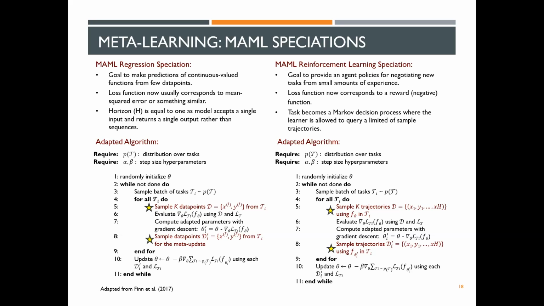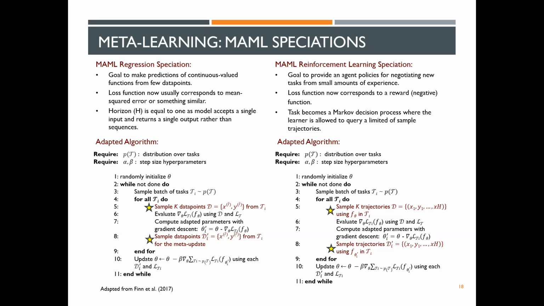So if you think about our goal in regression, we want to make predictions on continuous valued functions from just a few data points, and using conventional methods, we know how dangerous this can be. So our loss function now usually corresponds to the mean squared error or something similar. And here, it's not a sequence problem, so there's not a temporal component. So our horizon basically goes to 1, the constant. And really the only adaptation we're making from the K-shot learning is that we're sampling our data points, again evaluating the change in loss versus our previous set of assumptions, and then updating those parameters. So very straightforward, really no major structural changes to get this appropriate for a regression setting.